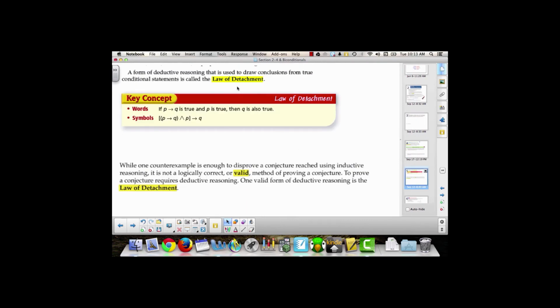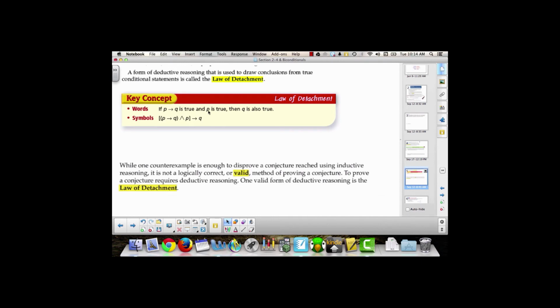First one is called the law of detachment. The law of detachment states that if a conditional is true and P is true, then Q must also be true. This takes what we already know about if-then statements. We know that if-then statements are true if the hypothesis is true and the conclusion is true. This is saying the opposite, that if the conditional is true and P is true, then Q must also be true.